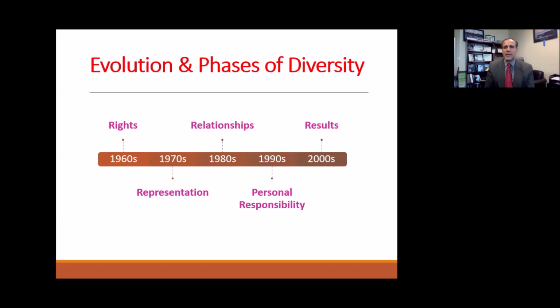Ultimately, the decade of the 1990s is said to be the decade where everybody's responsible for their personal behaviors. In other words, it's not just the managers and organizations, but if an employee is discriminatory or derogatory toward another minority person in the workplace, he or she should be either reprimanded, counseled, or terminated, depending on the seriousness of what he or she said or did.